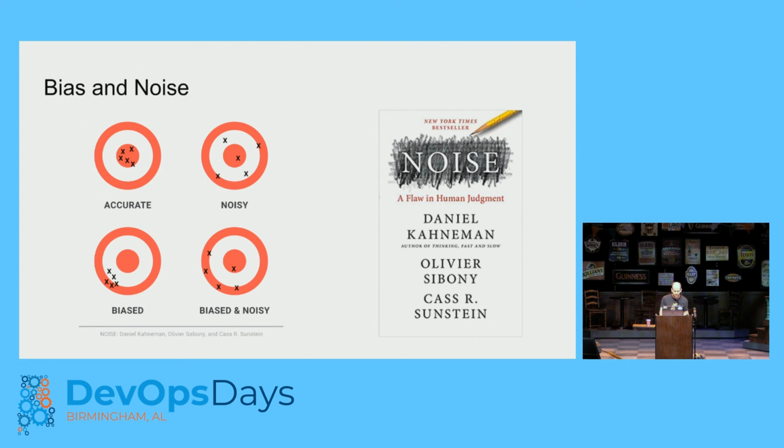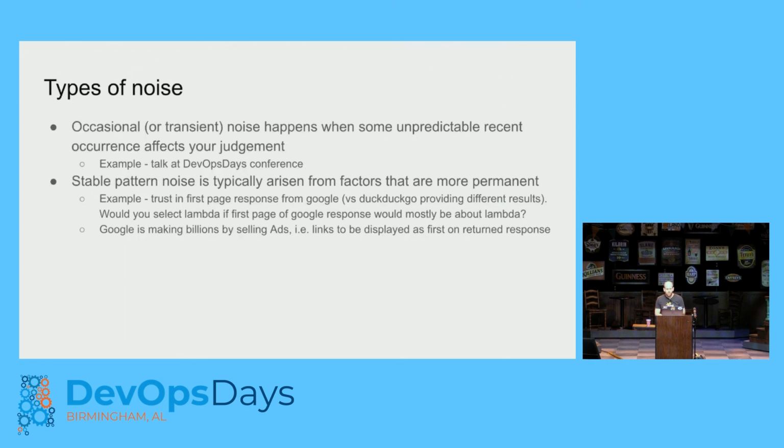So going back to the example of 3D rendering with Maya, that's what's called occasional noise. It happens when some unpredictable event, like you're attending a DevOps conference, affects your judgment. Sometimes in a positive way, sometimes in a negative way. But the whole point is, it's noisy, it's unpredictable.